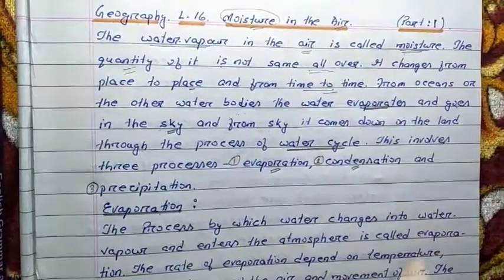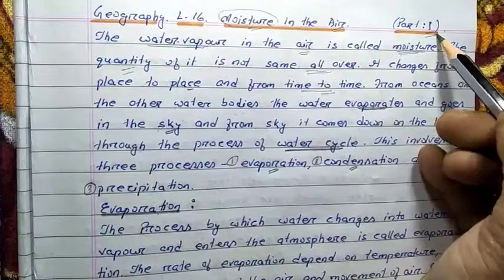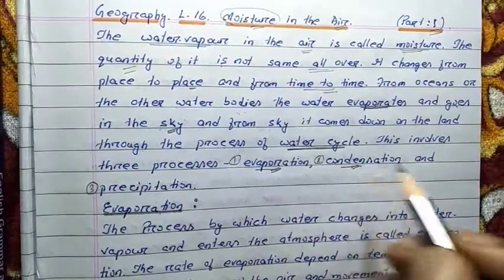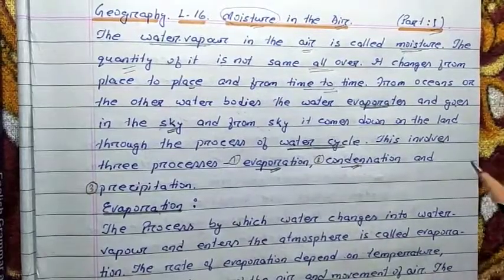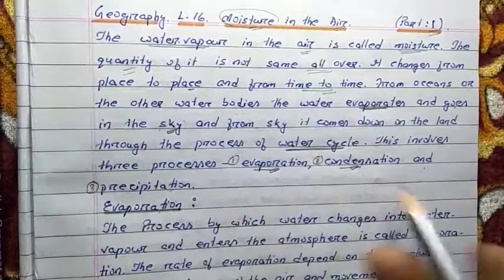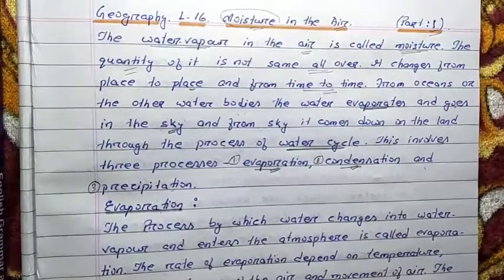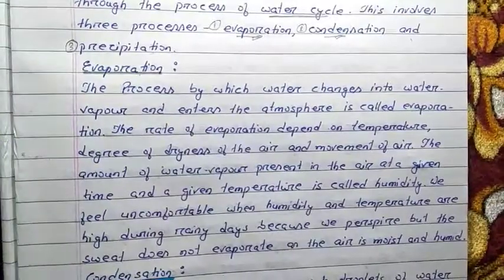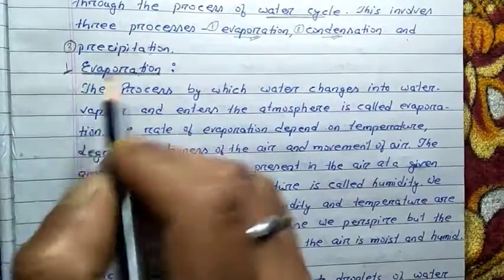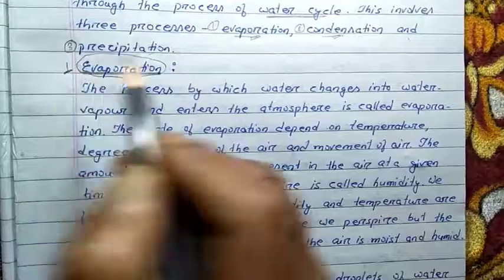In our first video, you can see this is part 1 of this chapter. We shall be discussing evaporation and condensation, and in our next video I shall explain the process of precipitation. Well, first of all, we shall discuss the first process involved in the water cycle, that is evaporation.